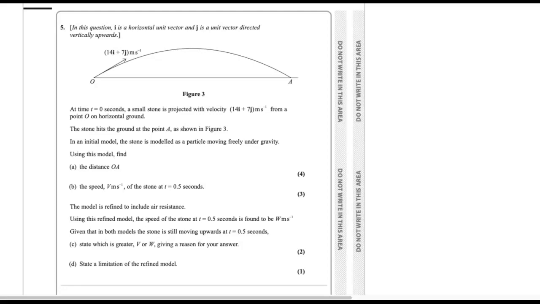So this is question number 5 from mock set 5. As you can see, we have a velocity vector given to us. Generally we have u given and we need to resolve to find ux and uy, the horizontal and vertical components of velocity. But here we are given the same information in the form of i and j.